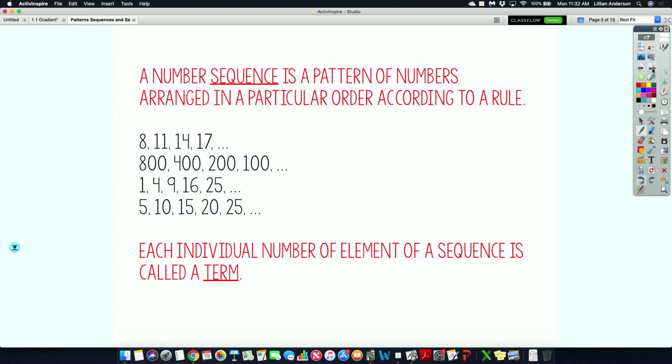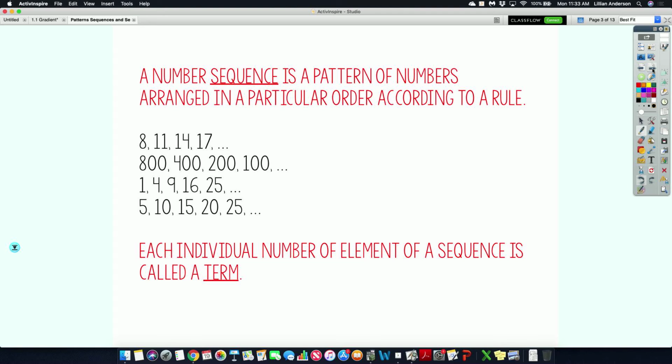Each individual element within that sequence is called a term. For example, if you look at that very first example in the black, 14 would be considered the third term. If you look at the last one, 25 would be considered the fifth term. Being able to recognize patterns helps with determining whether something is arithmetic or geometric when we get to it.